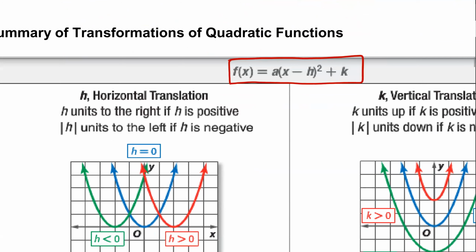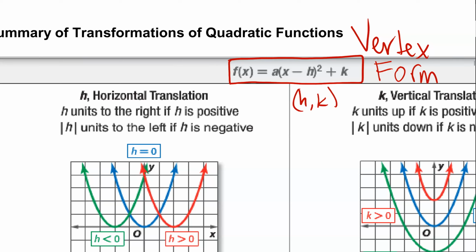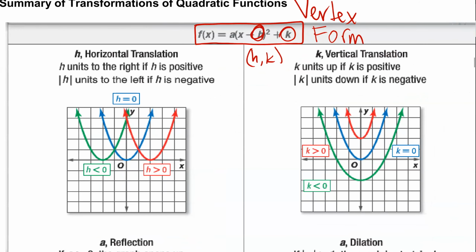So this is called vertex form. This is not the first time we saw it. I introduced this to you in chapter 2. The vertex is going to be (h, k). H is your horizontal, k is your vertical. So that's what this page is talking about. H is your horizontal translation. If h is less than 1, it's going to the left. If h is greater than 1, it's going to the right.